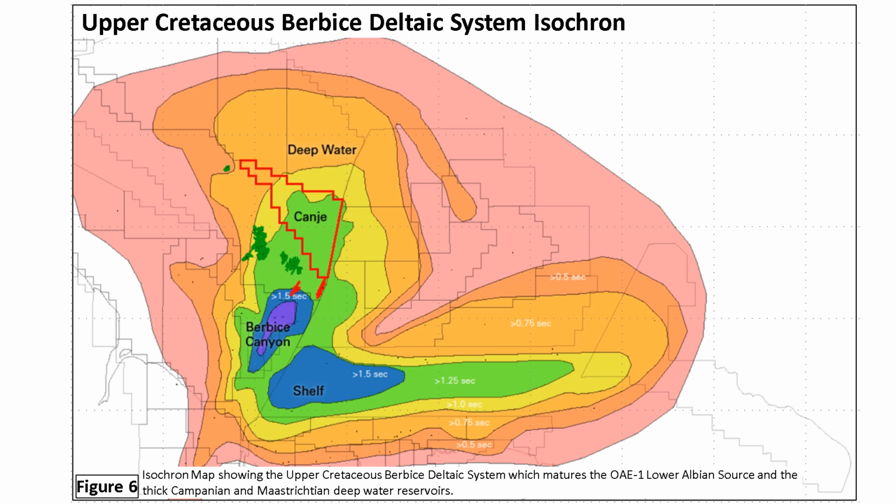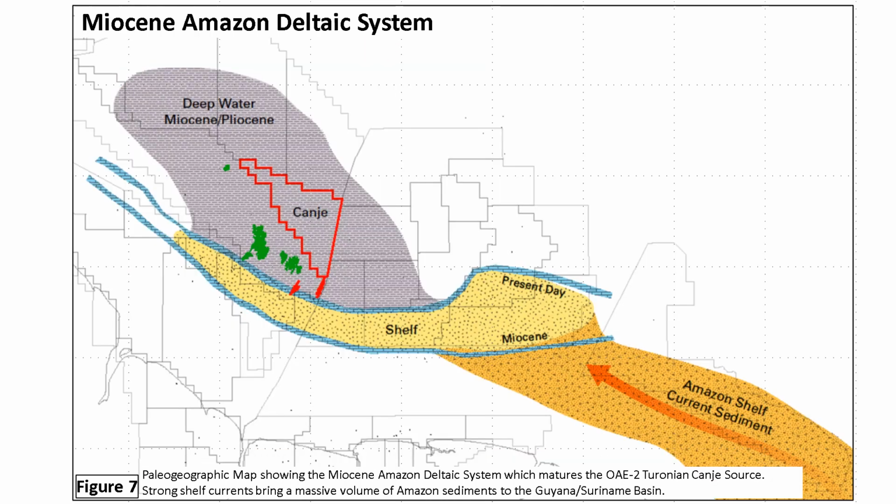This isochron shows the effect of the upper Cretaceous Berbice. It's an isochron from the top Cretaceous down to the Canje source. You can see just in that interval there's over a second worth of sediment and overburden in the area. This overburden, as I said, matures the Lower Albian OAE1 source rock as early as the top of the Cretaceous. The Amazon deltaic system is shown here.